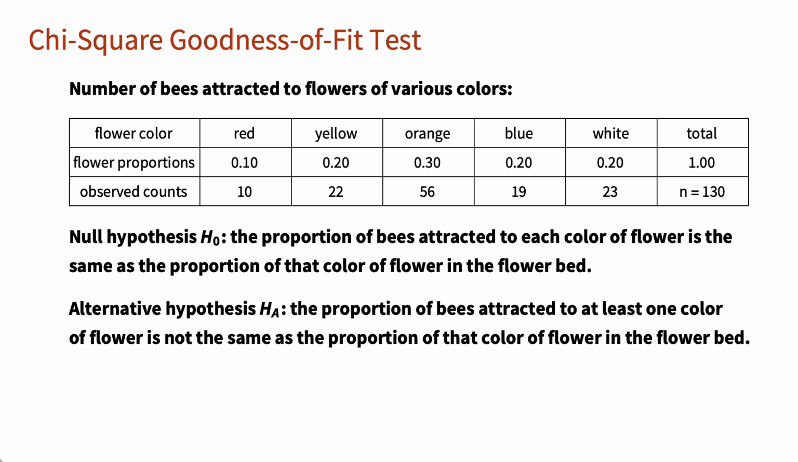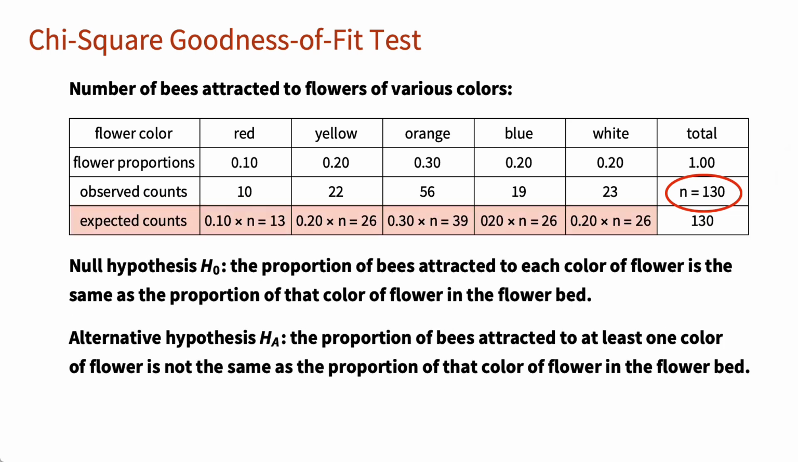The categorical variable in this example is the color of the flower that attracts each bee. The total number n of bees in all categories is 130, and the expected count in each category under the null hypothesis is n multiplied by the proportion of flowers in that category.